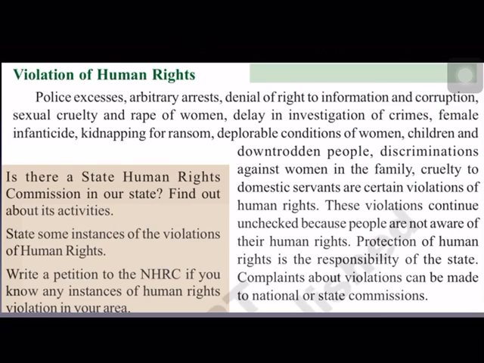And protection of human rights is the responsibility of the government. Complaints about violations can be made to national or state commissions also. As I told you, there are 26 states that have State Human Rights Commissions, and there is the National Human Rights Commission at the central level. The chairman of the National Human Rights Commission is H.L. Dattu. At state level, cases of violation of human rights are looked after by the State Human Rights Commission, that is SHRC, and at central level by the NHRC.